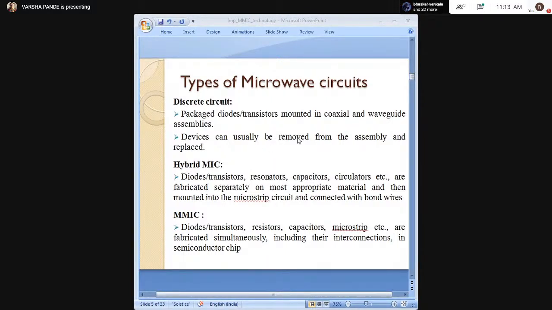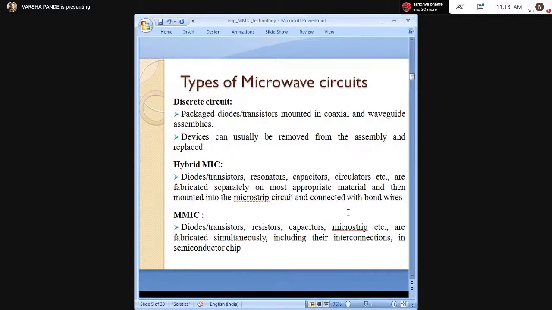Now, another technique is used, in which there are hybrid MICs, hybrid microwave integrated circuits. In that hybrid, different ICs are designed for the diodes, transistors, resonators, capacitors, circulators, etc. Then microstrip circuits, etc. Different ICs are designed, and all these ICs are combined together by using a wire bond technique. Means all the devices are in the form of ICs only, but all these ICs are combined together by using a wire bond type of technique.